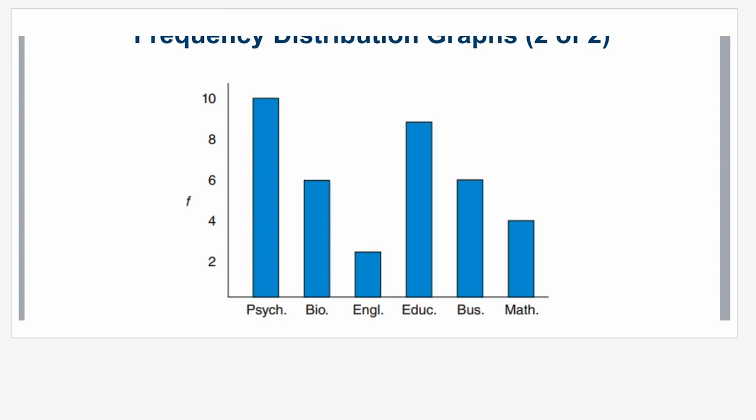And obviously visually that gives you a great way to look at the data, because you can see that English majors were the least and that psych majors were the most. You can see things like that visually very easily with these types of graphs.